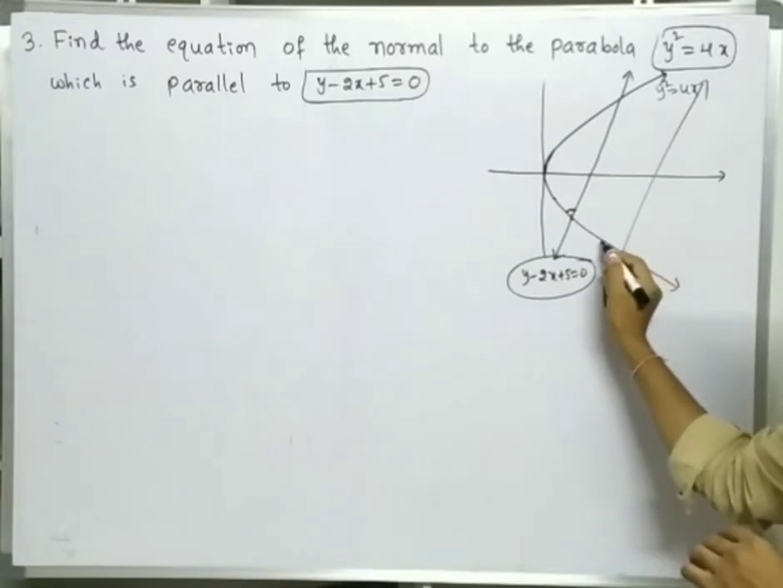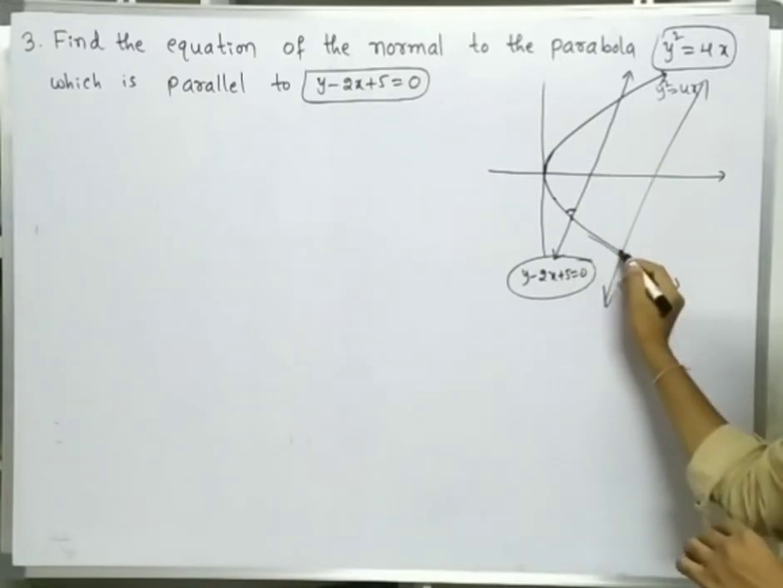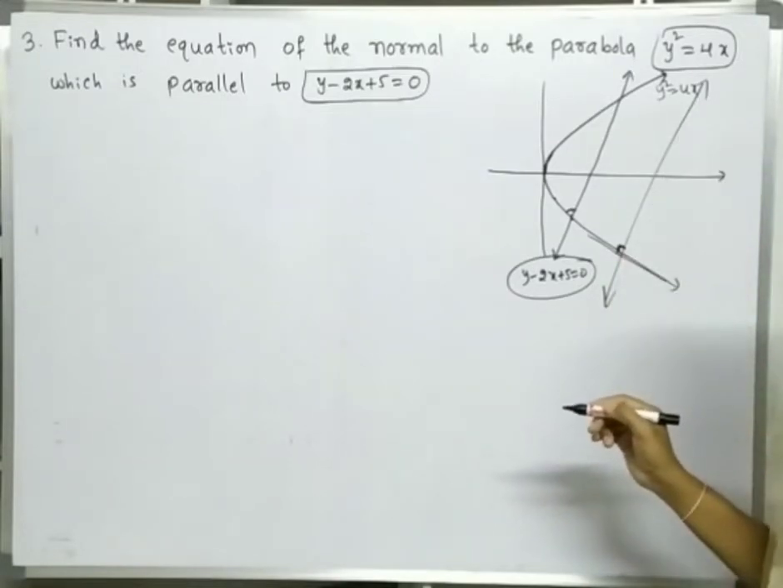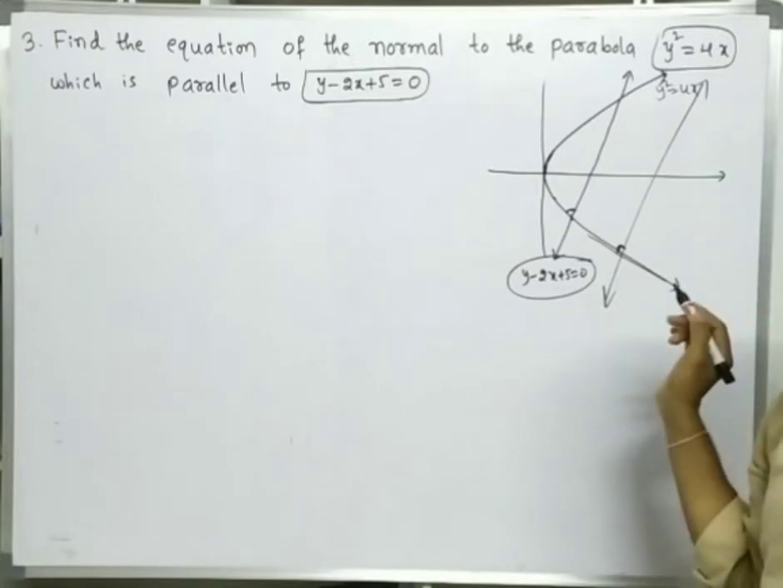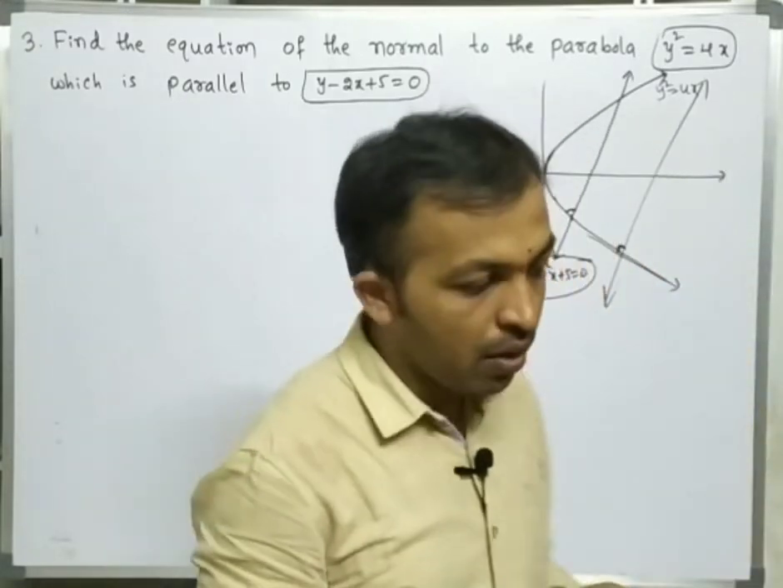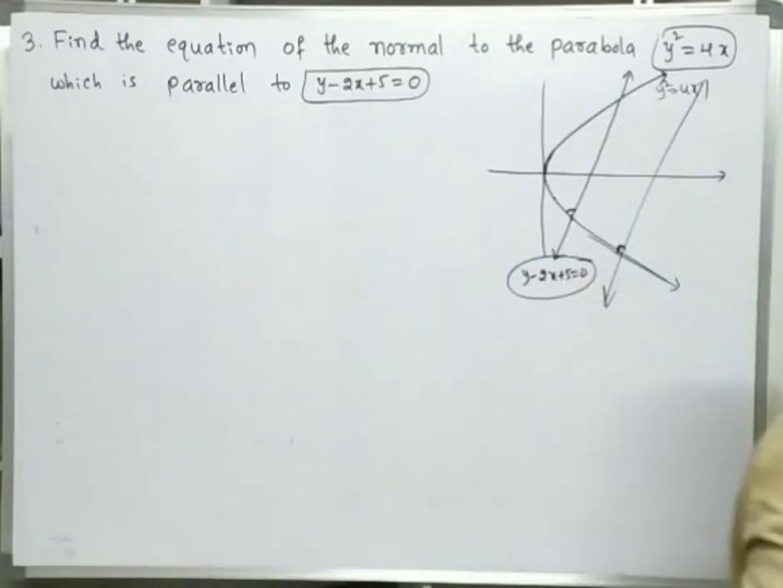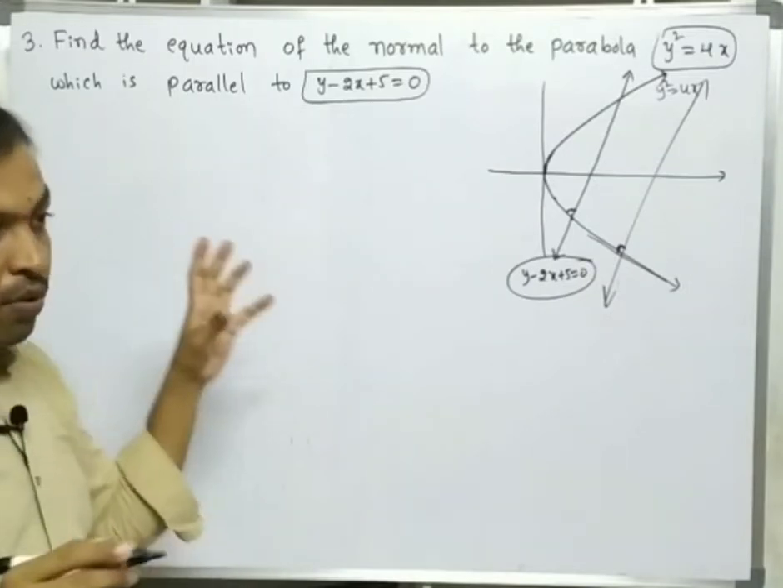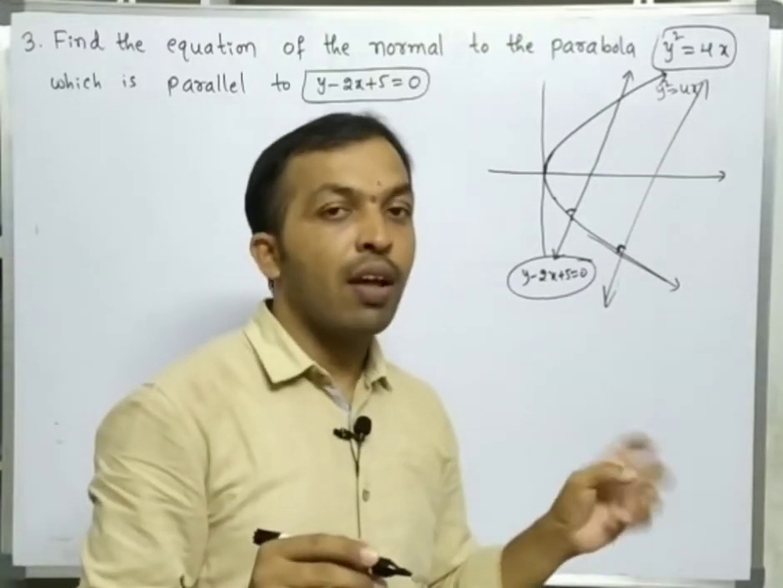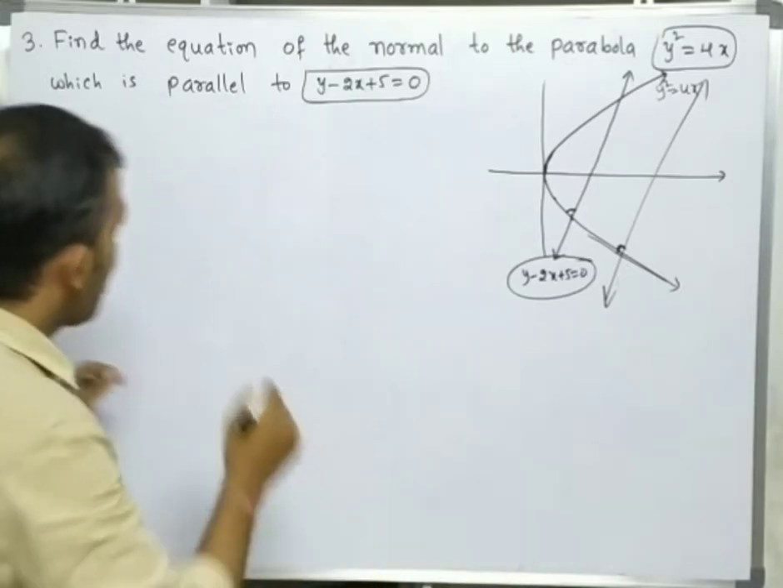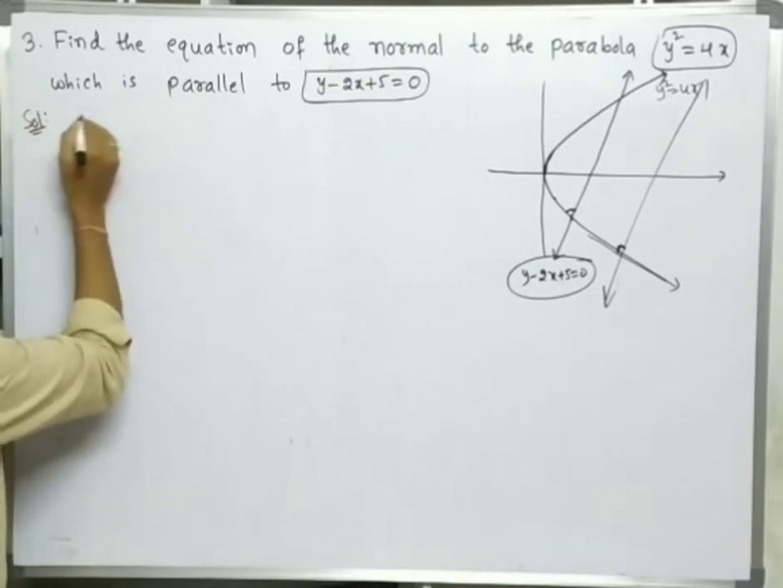Like here, if we draw a tangent, the tangent and normal are perpendicular to each other. This is the required normal. So this is the concept of the problem. We have three forms for the normal equation. Here I am going to solve this problem by using the normal equation in parametric form.